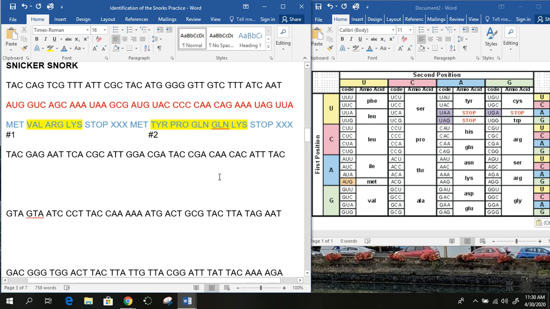Again, you're going to continue to go through the entire thing. Picture this as one strand. Do not break it up like I'm doing right now. Okay, so you would continue to go all the way through. Now, that's going to be what we have so far. So now we need to figure out what that gene means. So our gene is Val, Arg, Lys.